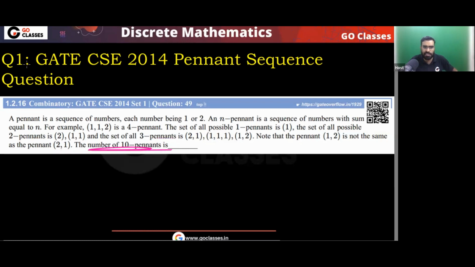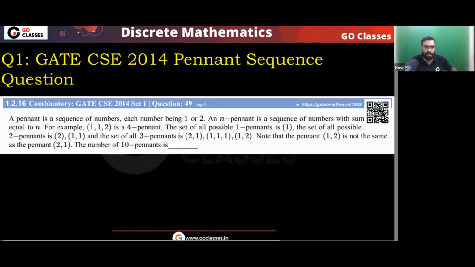The question is asking the number of 10 pennants. So this is a very simple question. Let's solve it. First of all, you understand this question, then you solve this question. First of all, the question is saying, what are the 3 pennants? So let's see what are the 3 pennants.